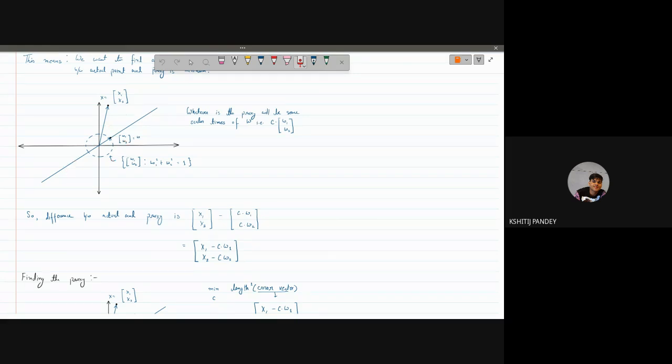So we say, okay, let the representative of that ideal line be W, and let's talk about a point X. Now we want to find a proxy of this point on the line. Whatever the proxy point is, it will be some scalar times the W vector, right? Because that proxy will lie on the ideal line. So that will be C times W.